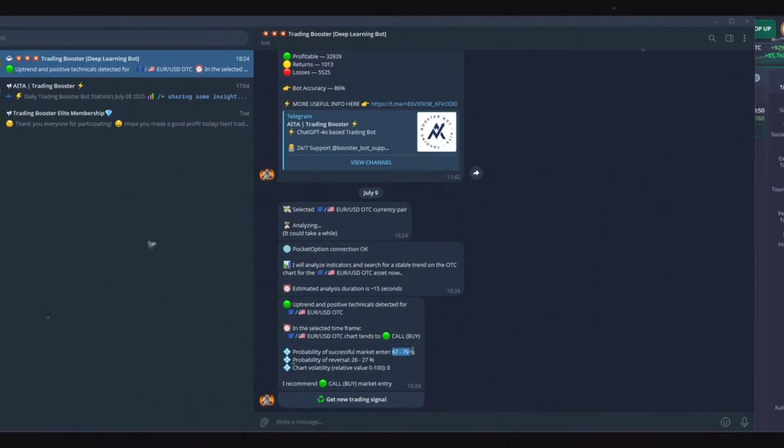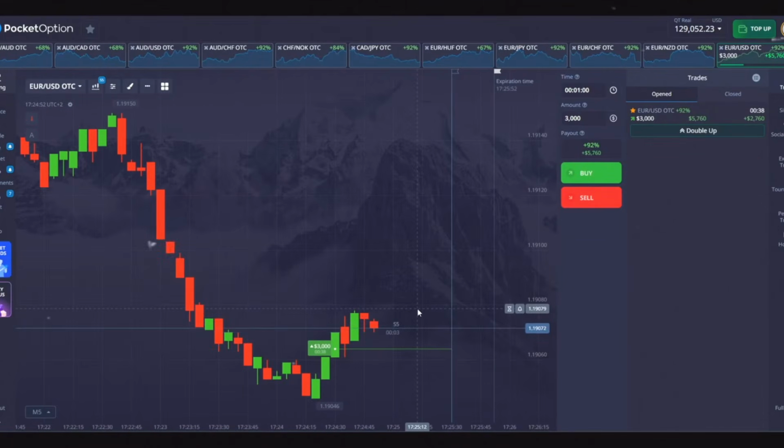So we have between 60 and 80%. That's good. Low percentages for a reversal, so even if the price moves slowly, it'll still go in the right direction, and the volatility is very low. The only thing that bothers me is the last parameter. But let's watch this trade.